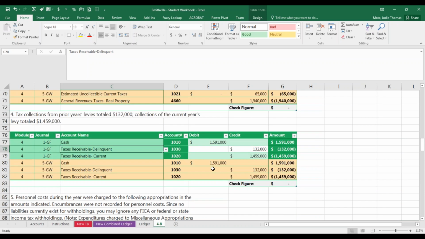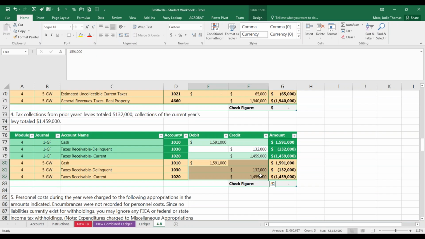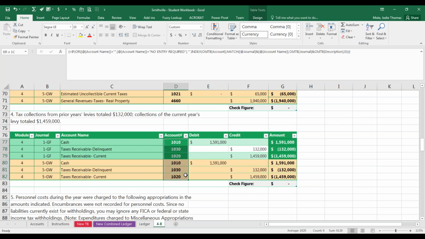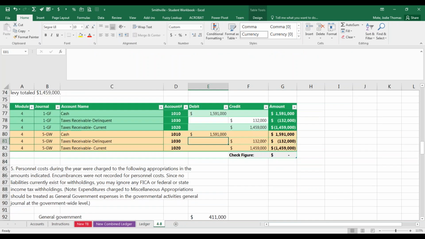So anyway, you see the government-wide side looks very similar. Almost identical. It is identical. You're dealing with a bunch of balance sheet accounts. And again, these account numbers that you see, I'm using the Smithfield application account numbers, so if that helps you any when you're actually doing similar problems in the Smithfield application.